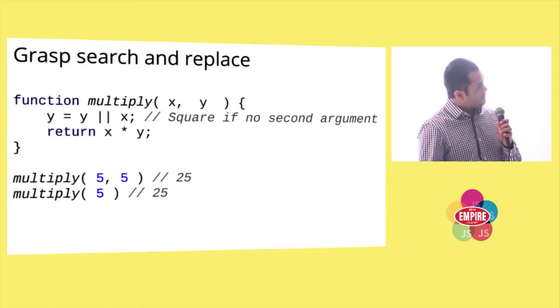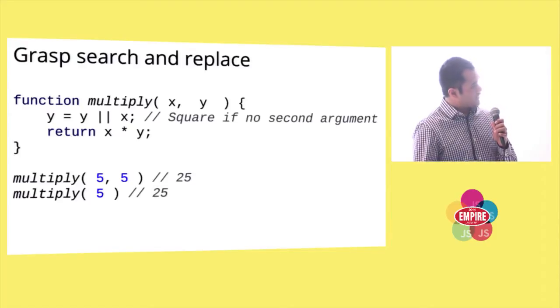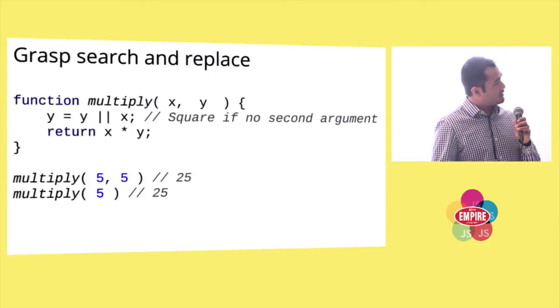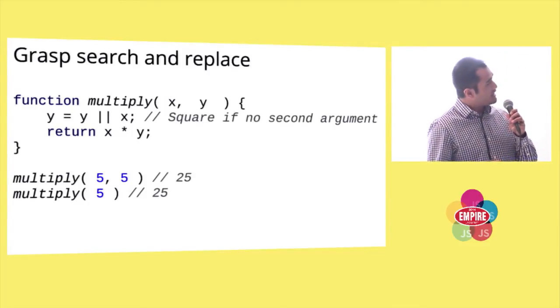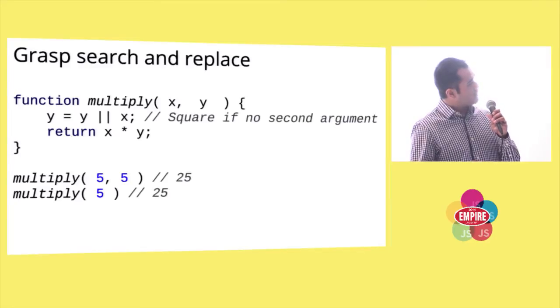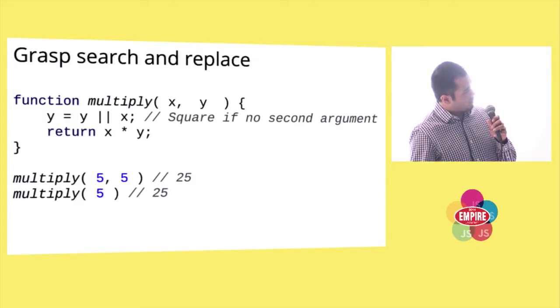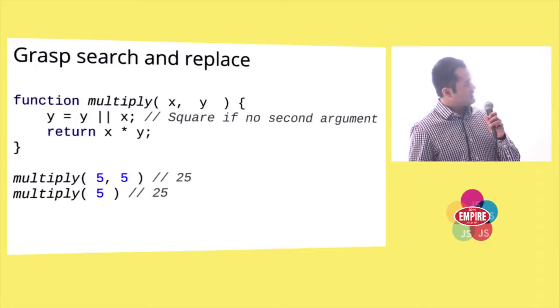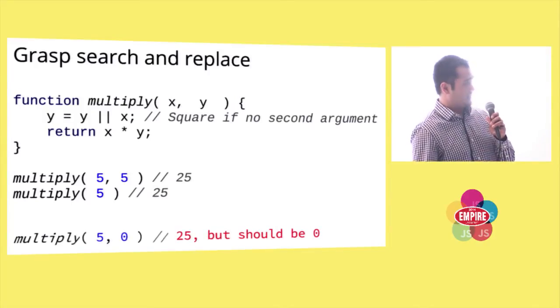So let me give you a small example here. Here I have a small snippet of code, a function which is trying to just multiply two numbers. And for convenience, what we did with the API is, if you happen to pass only a single argument, it will give you the square of the number. So can anyone spot what is wrong with this potentially? Yeah, if I were to pass 0 as the second argument, I would get 25 instead of 0.